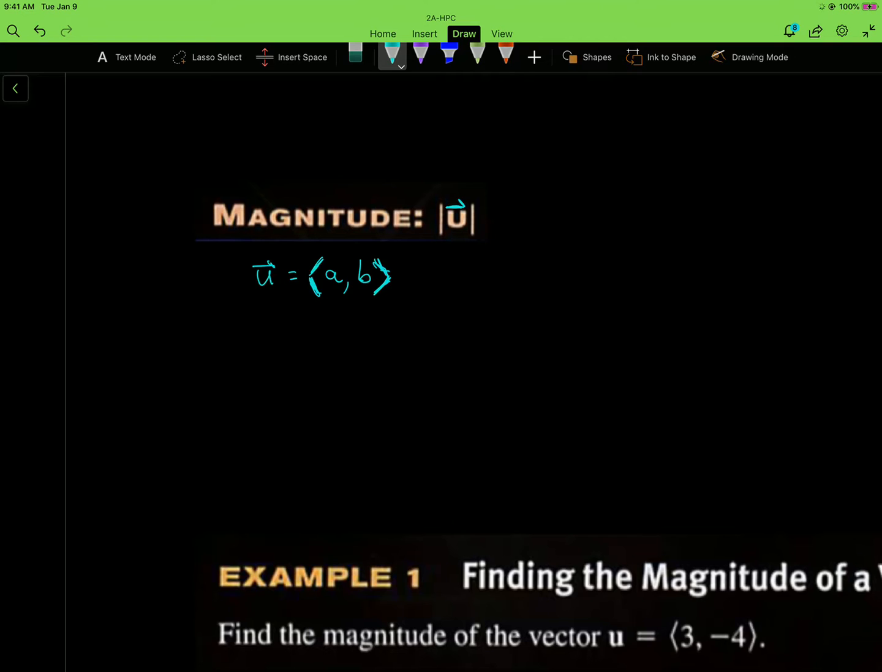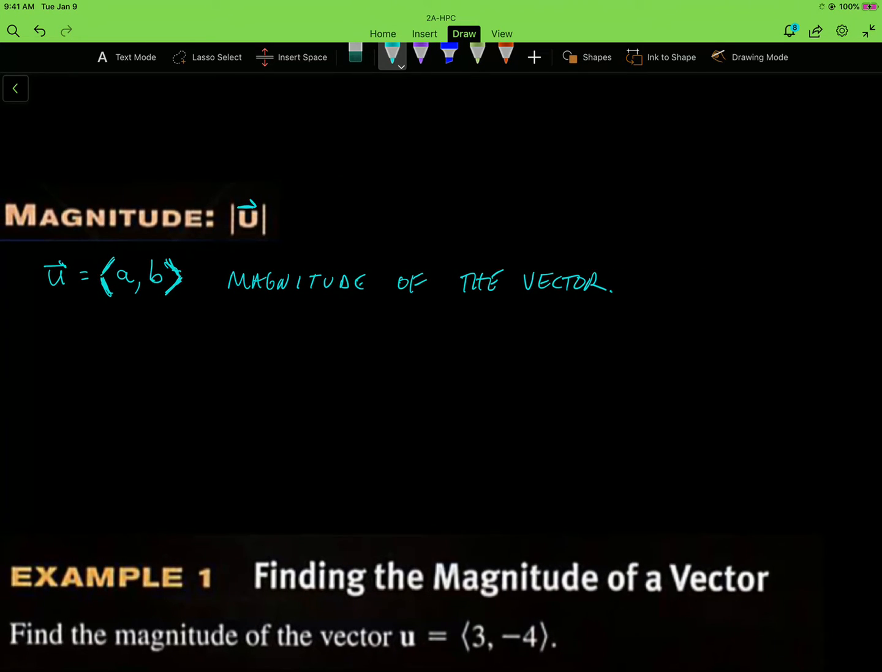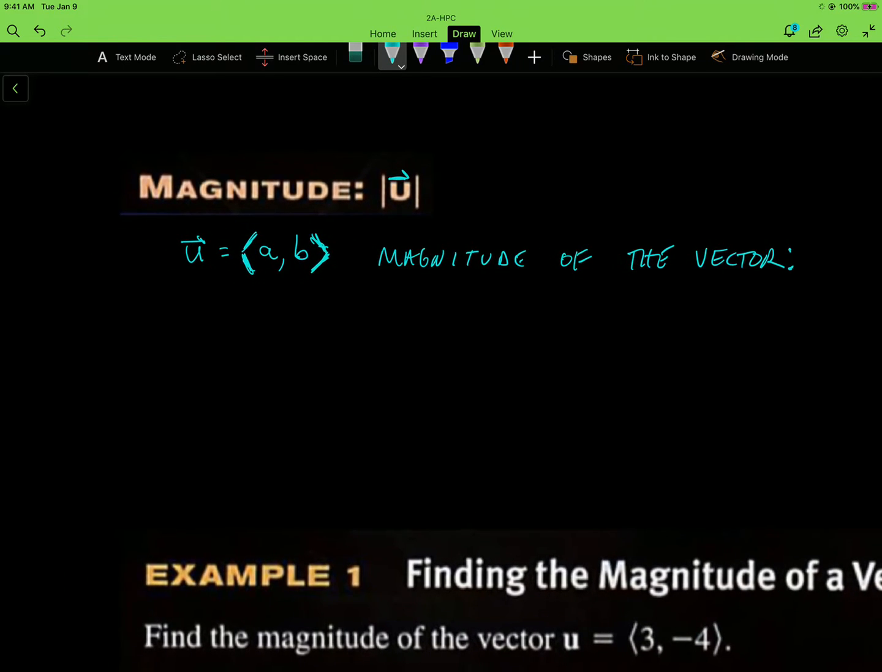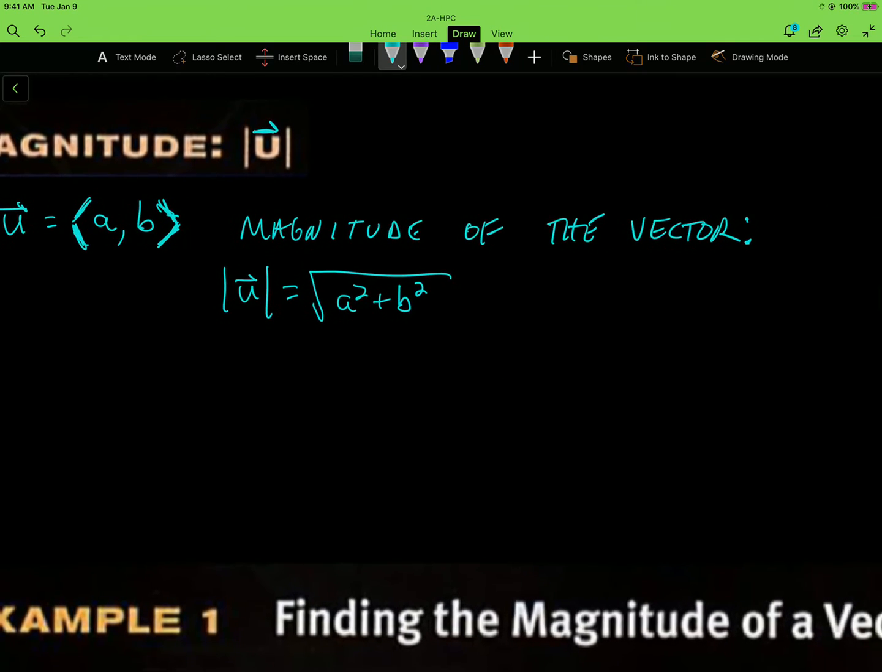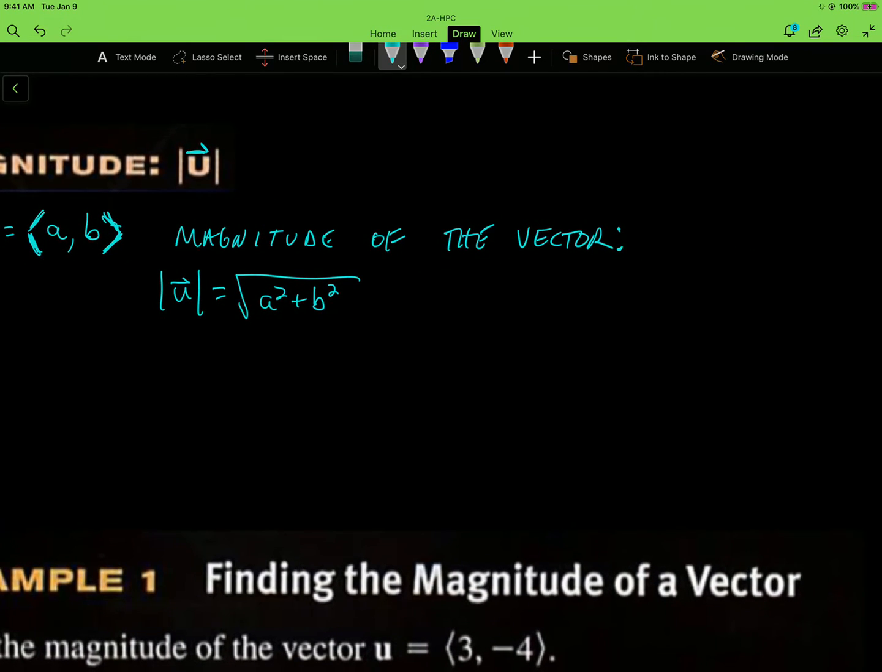So the magnitude of that vector, how long it is or the size of it, is really just the Pythagorean theorem. So the magnitude of u, or the distance it travels, is going to be equal to the square root of a squared plus b squared. Okay? So we're just basically doing the Pythagorean theorem again. And what this really comes back to is our polar coordinates. So that is the magnitude of our vector.